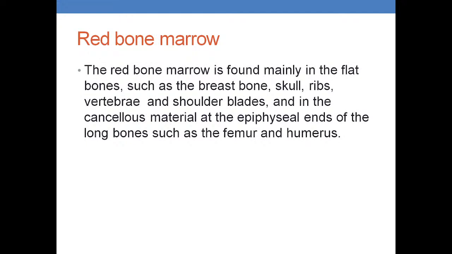So, red bone marrow. The red bone marrow is found mainly in the flat bones, such as the breastbone, skull, ribs, vertebrae, and shoulder blades, and in the cancellous material at the epiphyseal ends of the long bones, such as the femur and humerus.